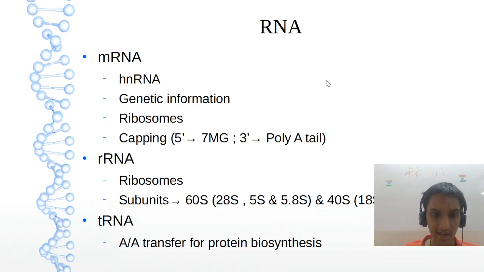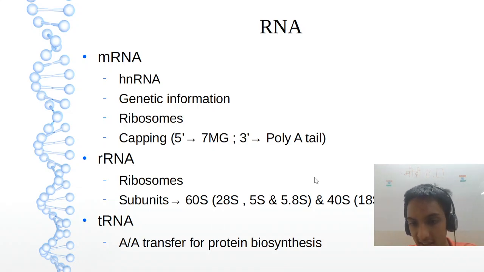Okay. Let us see with rRNA. In rRNA, we are going to find the ribosomes. Ribosomes, it will actually, the protein activity will start now, but rRNA will initiate that. mRNA will give the signal, rRNA will ensure it happens. And what are the subunits?